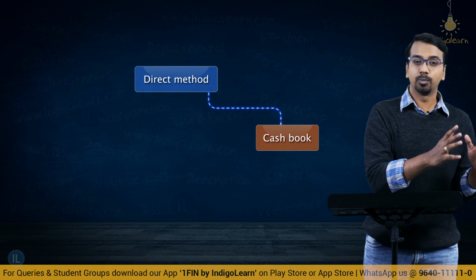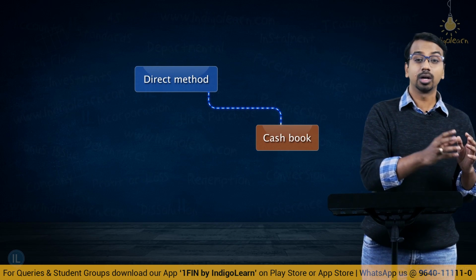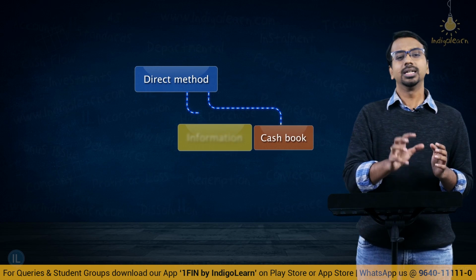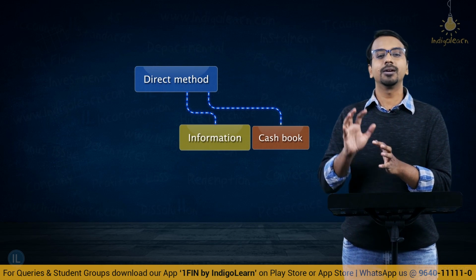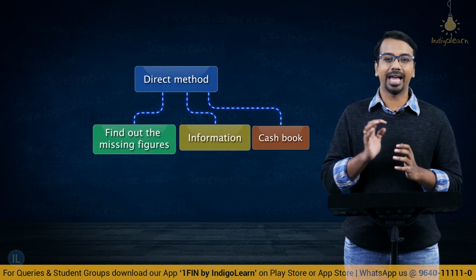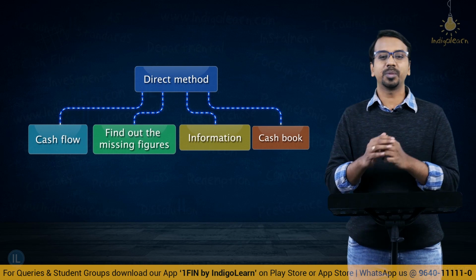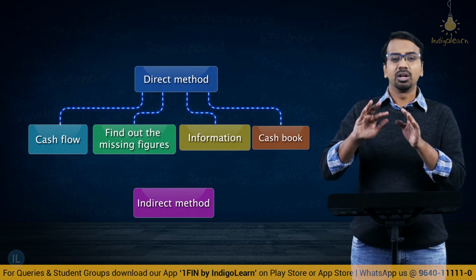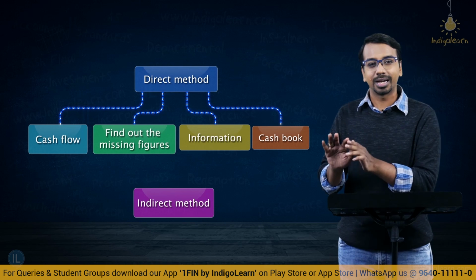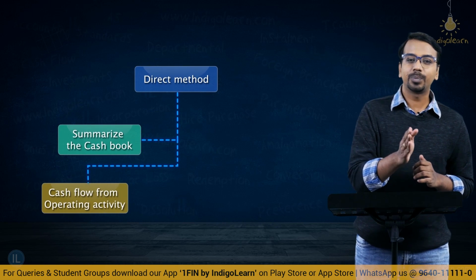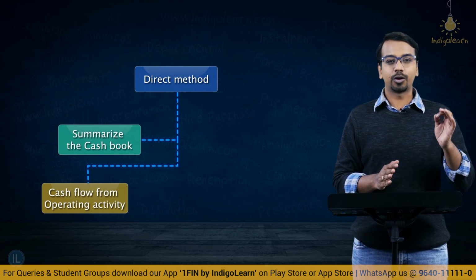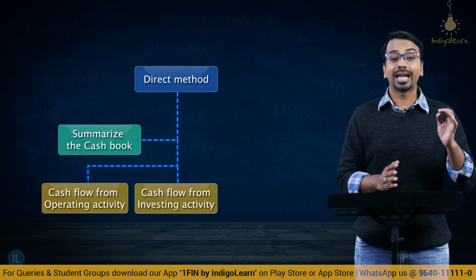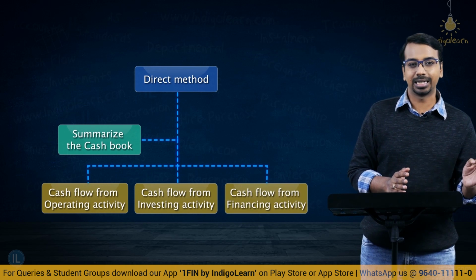First we saw a cash book or a cash account from where we extracted information. Then we spoke about how to plug in the missing figures and find out the cash flow. And we said there is another method for cash flow from operations, which is the indirect method. We'll park this indirect method aside for a while and we'll complete the discussion on cash flow from investing activities and cash flow from financing activities.